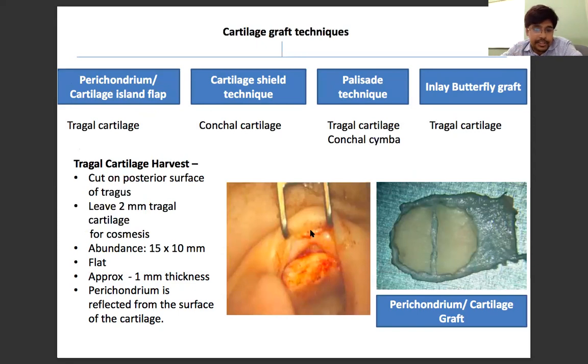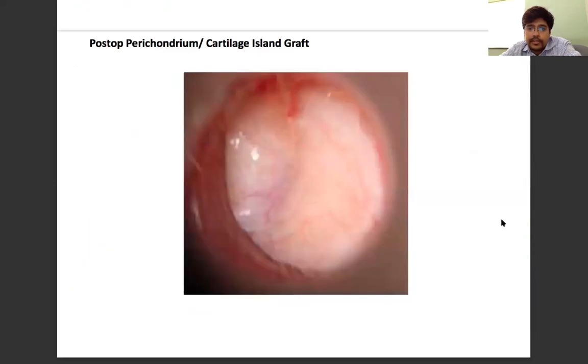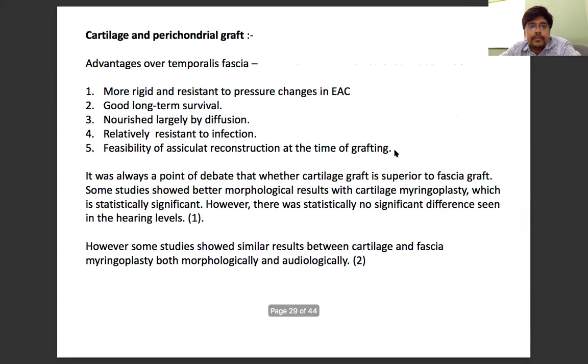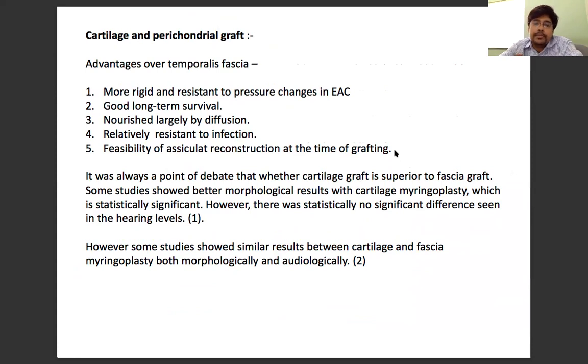So we harvest this tragal cartilage, and if you can see in this photo diagram, this is a cartilage and this is perichondrium, as if it is a layer. Okay, perichondrial layer. Some people use temporalis fascia, some people use perichondrium, some people use cartilage. So what are the advantages of cartilage and perichondrial graft over temporalis fascia? It is more rigid, has long-term survival, is nourished by diffusion, and is relatively resistant to infection.